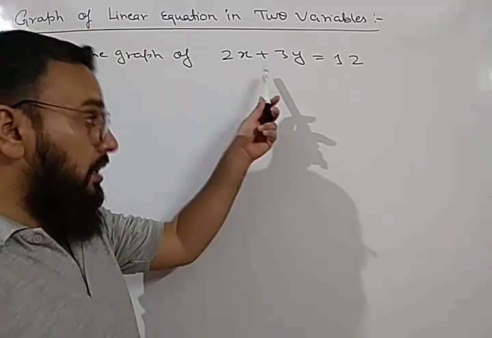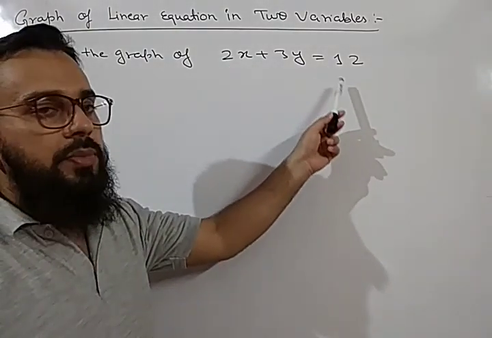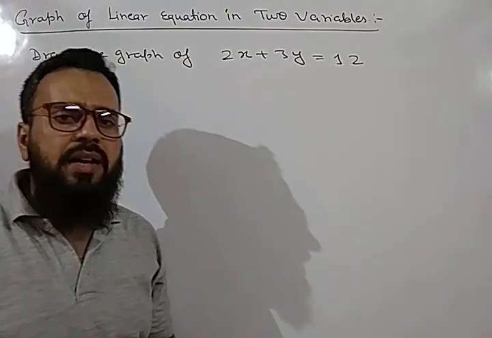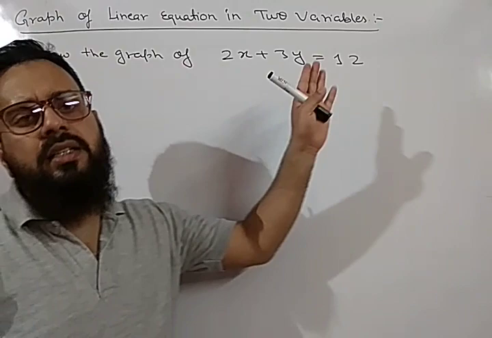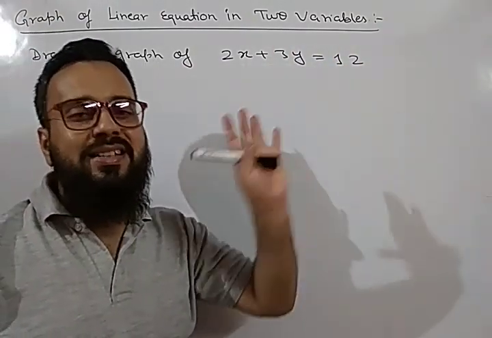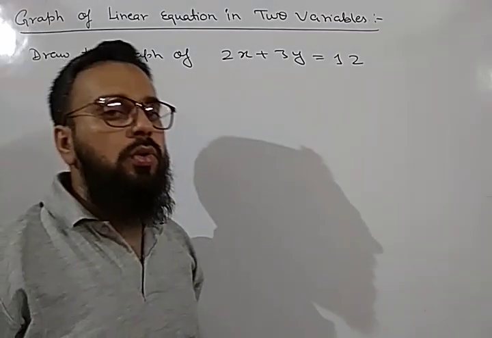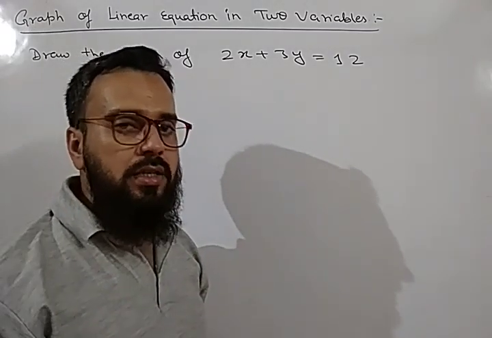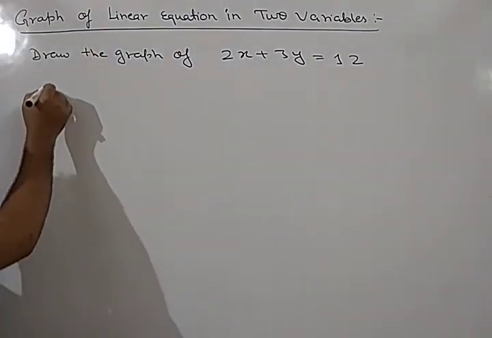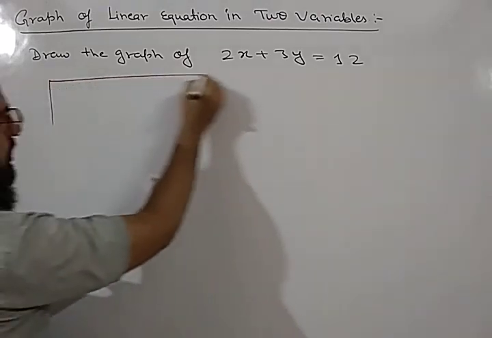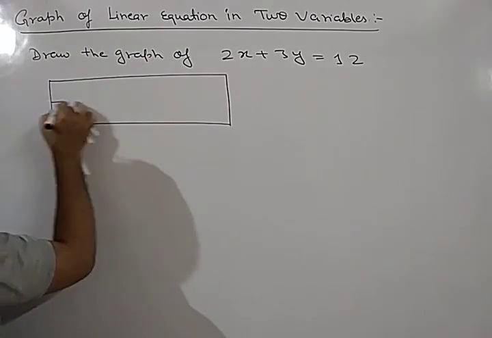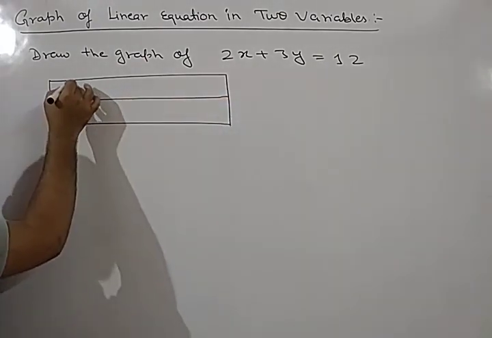As we can see here, this is a linear equation in two variables, but it is not written in the general form. Whenever we have to draw the graph, it is not necessary to convert it into the general form. We can directly find the values of x and y, and locate all those values on the Cartesian coordinate system. For that we will draw a table. This is a very simple method. You have to simply draw a table of x and y.